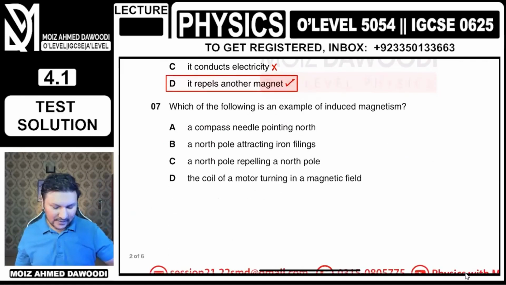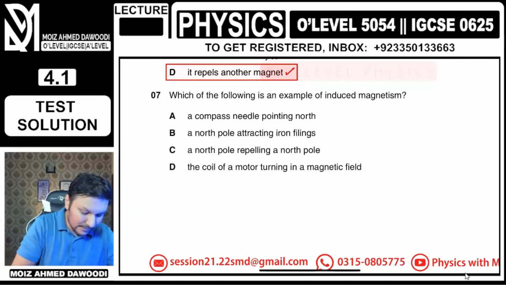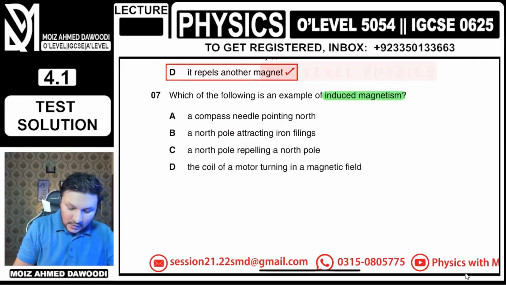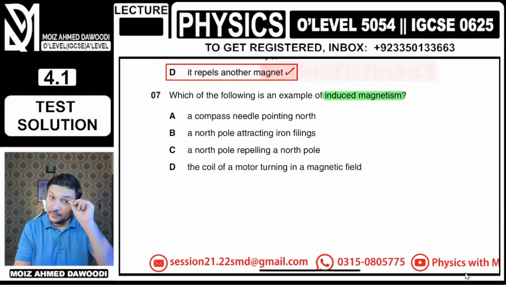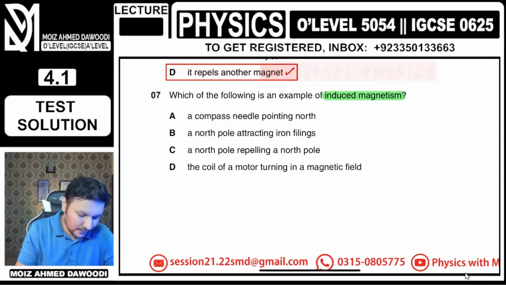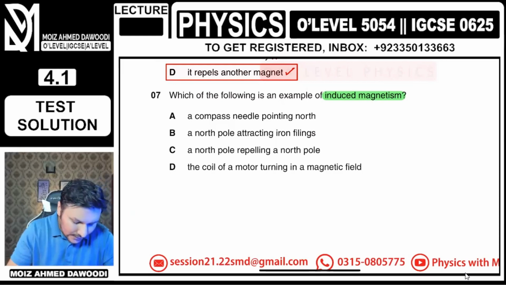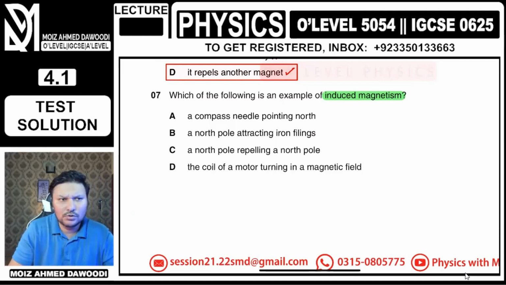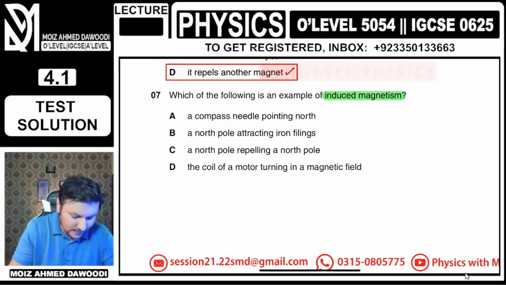Question number 7. Which of the following is an example of induced magnetism? What is meant by induced magnetism? Without making physical contact, with the help of a magnetic field, poles are generated in a magnetic material. So keeping this definition in mind, let's move ahead. Compass needle pointing north. The compass is already a permanently magnetized material.